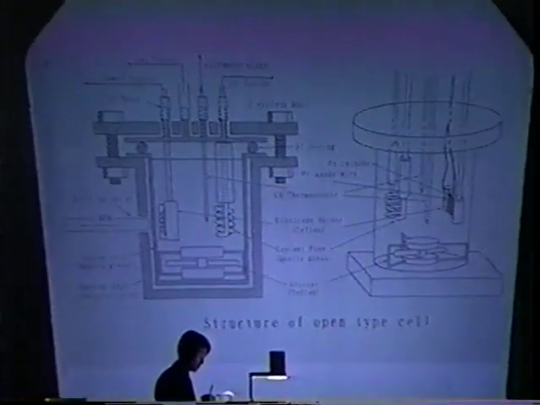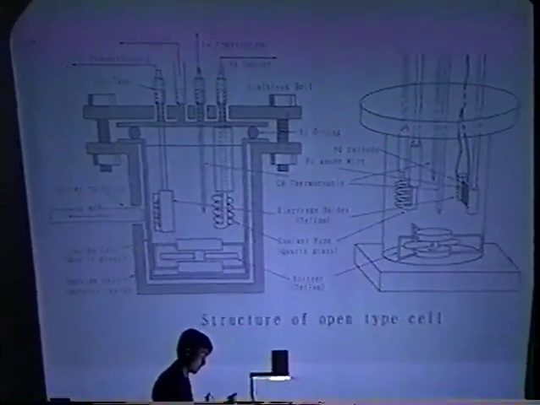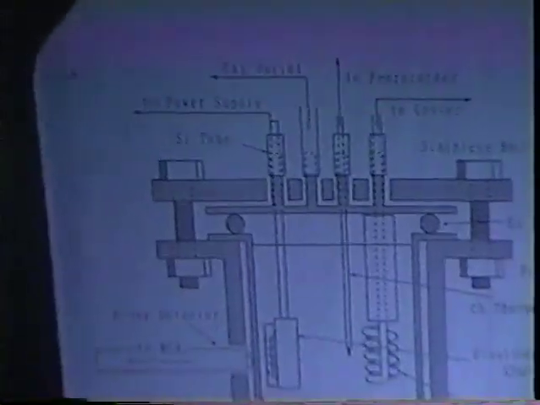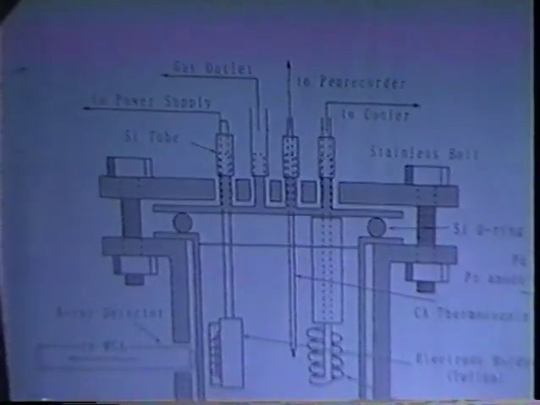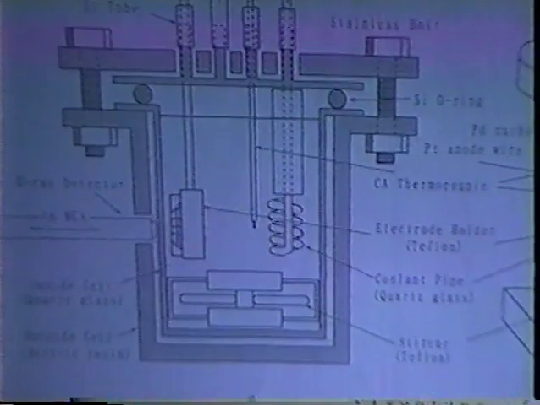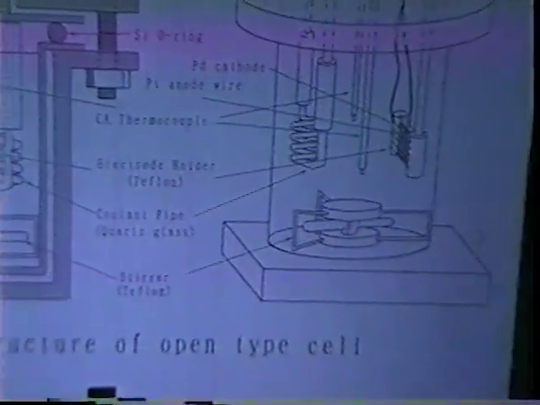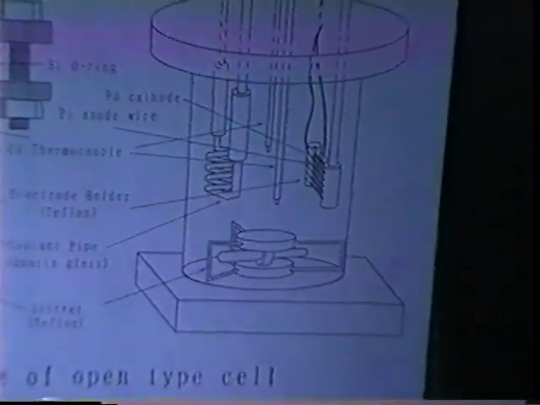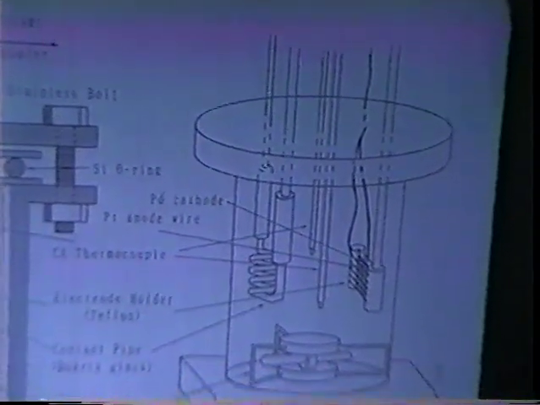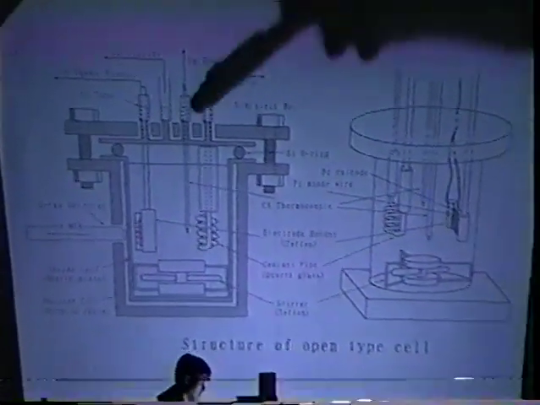This is the structure of the open type cell. The palladium cathode, 25 by 25 square millimeters and 1 millimeter in thickness, is followed by the thermal electrode holder, which is followed by the anode wire. Coolant flows in the coolant pipe, and the temperature distribution of the electrolyte is kept uniform by a stirrer. The effluent gas, which is generated by electrolysis, goes out through the gas outlet.